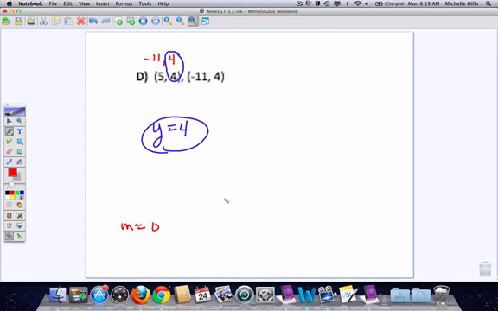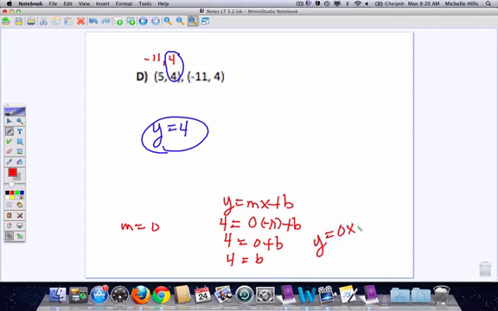And then I would have gone through and said, well, y equals mx plus b. With the slope being 0, let's use this second point. 4 equals 0 times -11 plus b. So 4 equals 0 plus b, and 0 plus b is just b. So b equals 4. What you would not do is write a final answer of y equals 0x plus 4 because it's not simplified. 0 times x is just 0, and then you add the 4, so y equals 4.